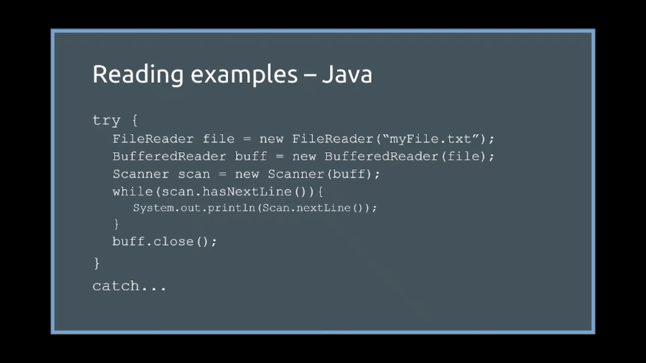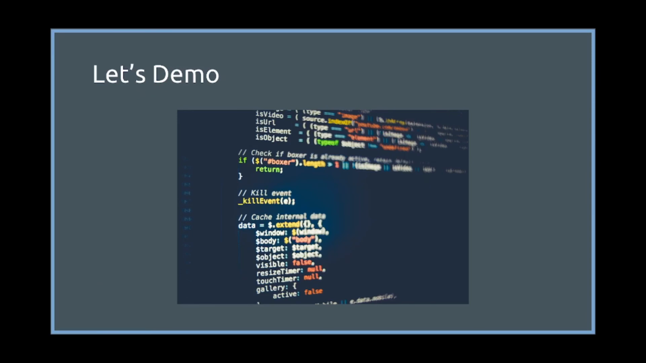And we can say, right, while the scanner or scan has the next line, so if it still has another line to go, we can print out the next line that our scanner has. So it is very, very similar, it's just more code. But that is how you would read the file. Let's go over this and we can have a read and we can see how that goes.